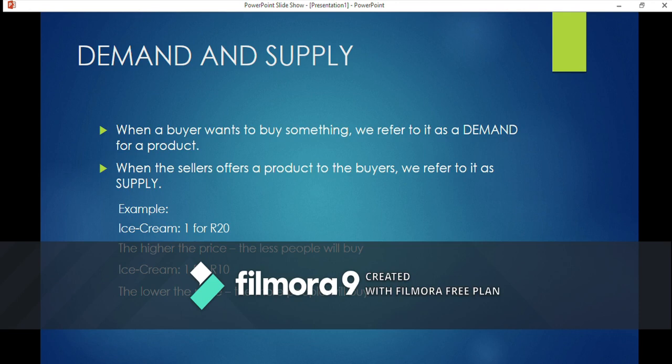When the sellers offer the product to the buyers, we refer to it as supply. So they will supply a product. So the fisherman will supply the fish. So let's take an example. If you can buy ice cream for 10 Rand, that means there's a high price. Now, do you think everyone will buy if there's a high price? No, it's probably only the rich that will buy. But if ice cream is reduced in price, the lower the price, the more people will buy.